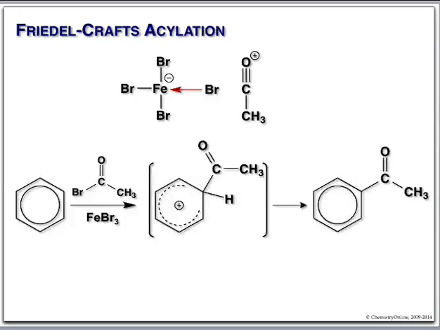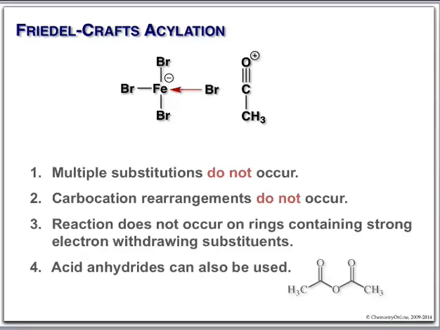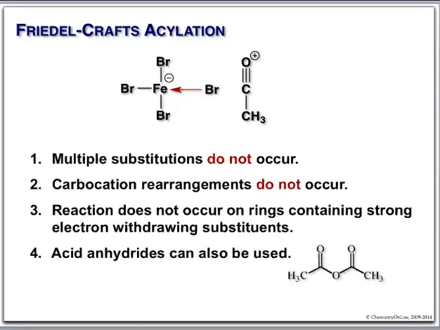Unlike the Friedel-Crafts alkylation, the acylation really is a sweet reaction. We do not get multiple substitutions. That is, we only put one on the ring. We do not get a carbocation rearrangement. Now, why is that? Well, because the oxocarbonium ion you're starting with is very stable, so it's not going to undergo rearrangement. Again, if you have electron withdrawing substituents, it's not going to work.